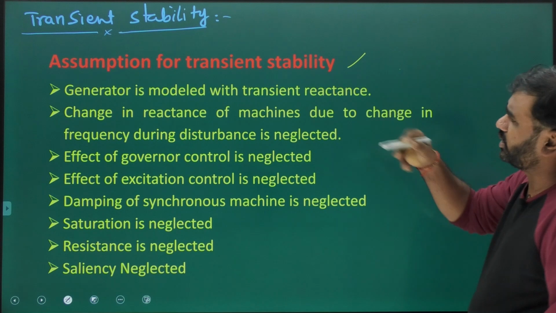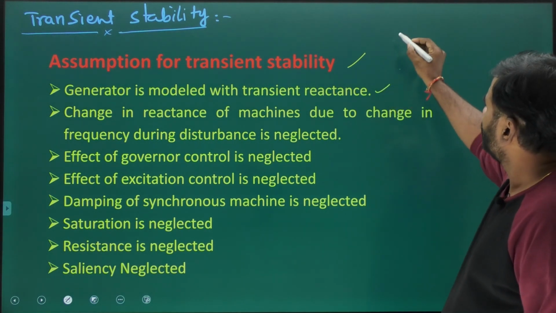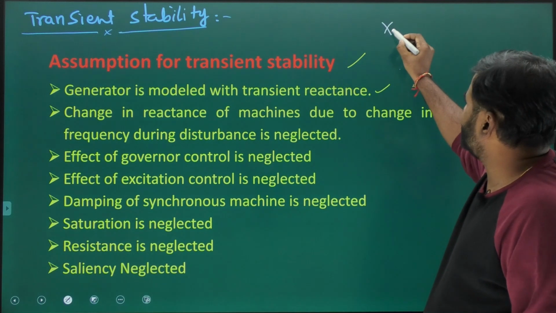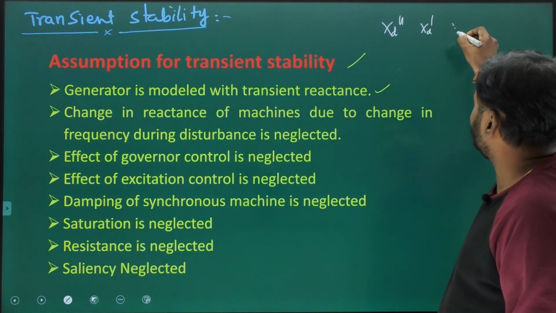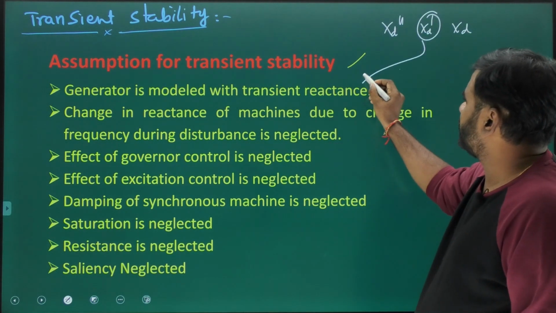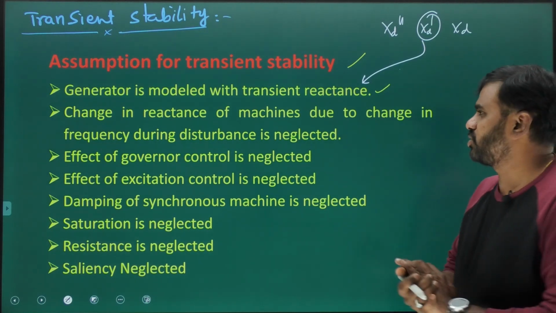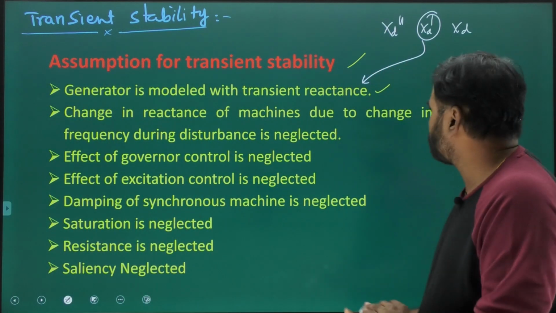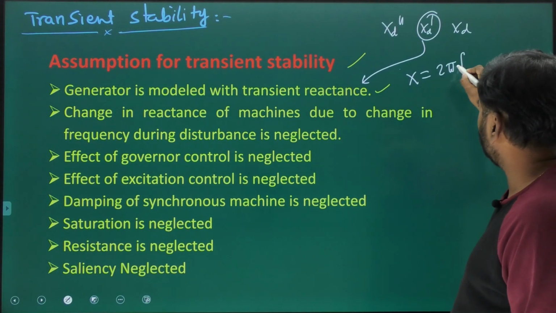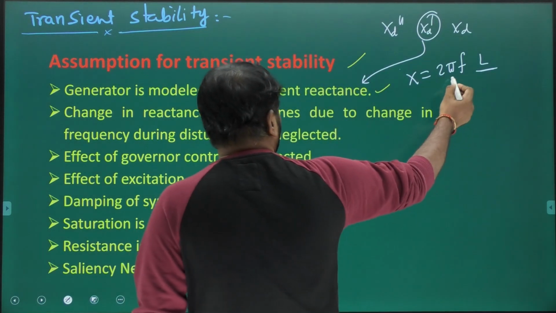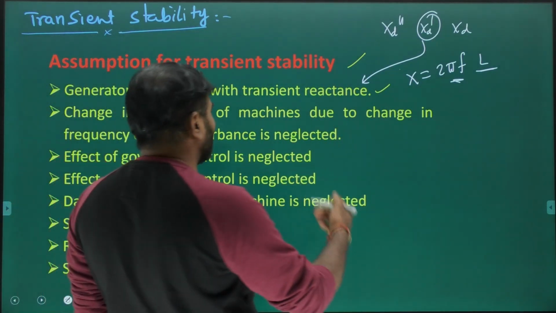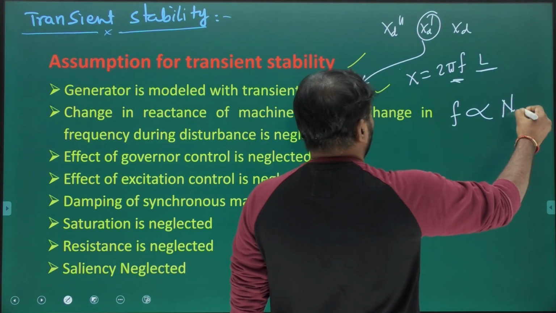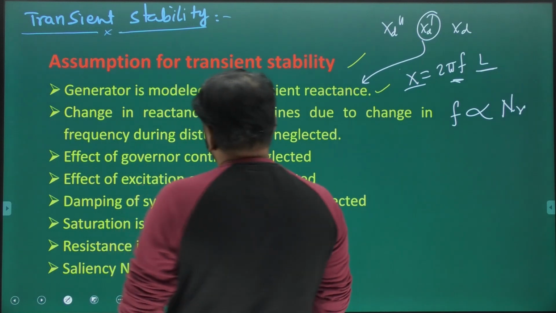But what are the assumptions for transient stability? The first assumption is that generators are modeled with transient reactance. For generator operation we have subtransient reactance, transient reactance and steady state reactance, but generally the generator is modeled with transient reactance for transient stability analysis. And the change in reactance of the machine due to change in frequency during the disturbance is neglected. Reactance is 2 pi f into inductance. Inductance is generally constant, but during a disturbance the rotor speed of the synchronous machine will definitely change. If rotor speed changes, the frequency also changes, because frequency is directly proportional to rotor speed. If frequency changes, reactance also changes, but that change is neglected.